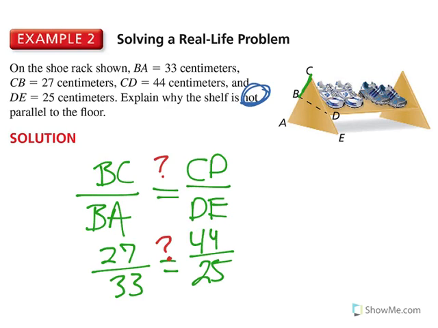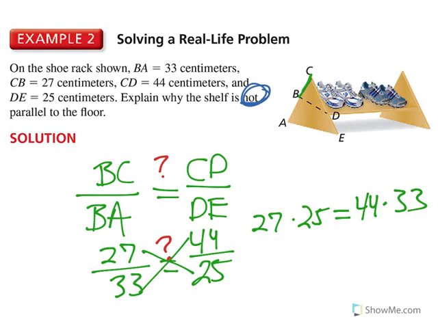All I'm going to do is cross multiply just like I did last time. I'm going to do 27 times 25 on one side, and I'm going to cross multiply the other way, so I get 44 times 33. For 27 times 25, I get 675. And for 44 times 33, I get 1,452. Again, we're still testing if these are equal or not. So is 675 equal to 1,452? No, these are not true.